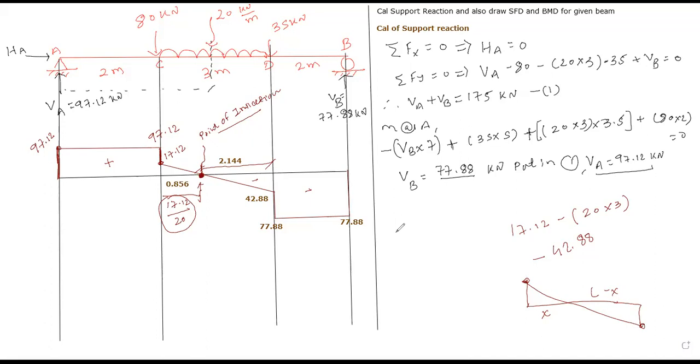Sir, please explain once how you found the point of inflection. Now, the point where your shear force diagram sign changes. Concentrate there. Before that we have two values, one is 97.12 and another is 17.12. Now you need to consider the latest one. Which value is the latest one? Tell me. 17.12. So you need to calculate 17.12 for calculating this distance.